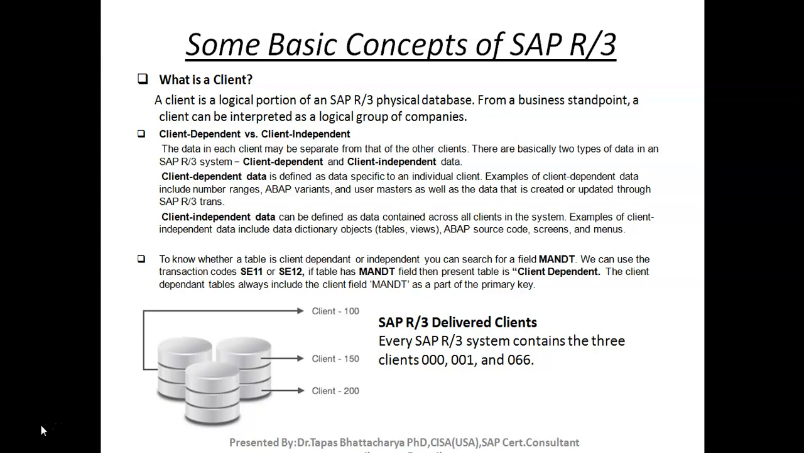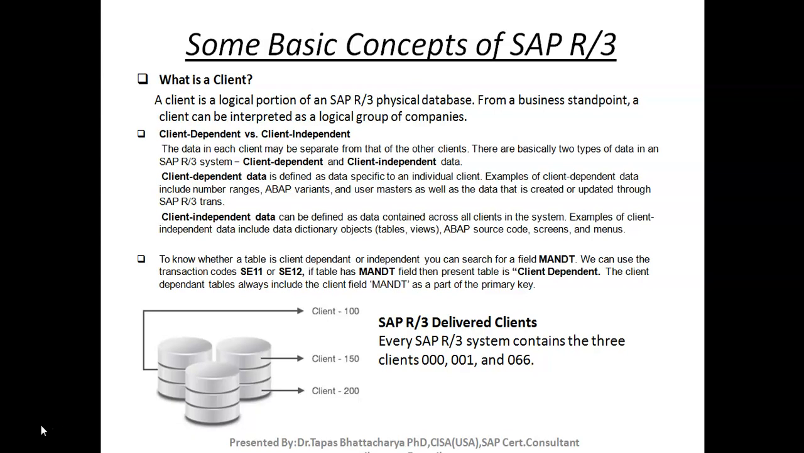For example, the number range, ABAP variance. ABAP is the programming backbone of the SAP systems. The user master record, as well as the data which is created and updated by the R/3 transactions, are all client-specific information.